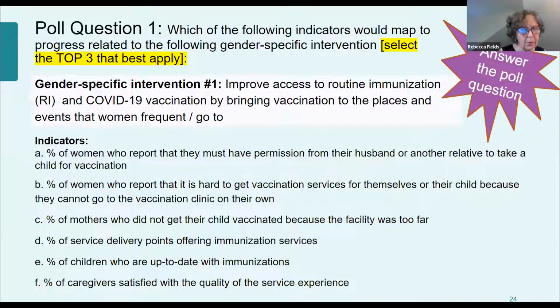D, percent of service delivery points offering immunization services. E, percent of children who are up to date with immunizations. Or F, percent of caregivers satisfied with the quality of service. Again, for each of these, please determine which ones you think fit best with this intervention of improving access by bringing vaccination closer to where women are. So let's go to the poll question then, the poll itself.